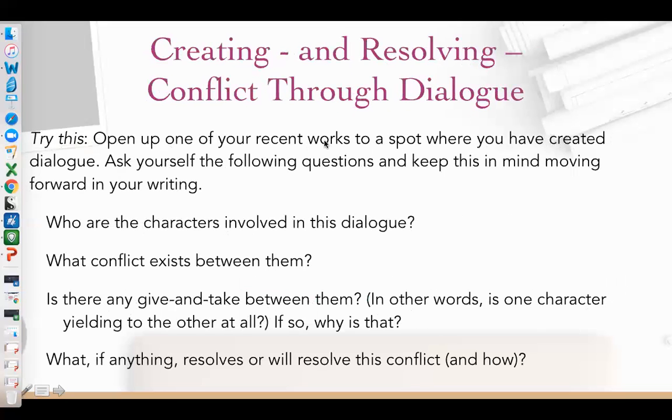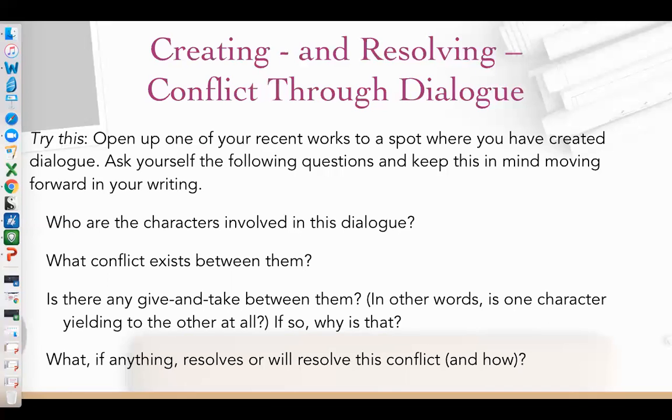Another exercise we can do is open up one of your own recent works to a spot where you created dialogue, and then ask these questions to keep moving it forward in your writing. Who are the characters? What conflicts exist between them? Is there any give and take between them? Does someone yield? Is someone more submissive? Are they both kind of alphas or type A personalities? What kind of dynamic does that create? Or are they both really compromising? You know what I mean?